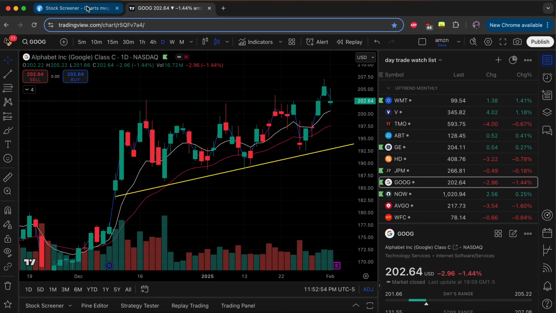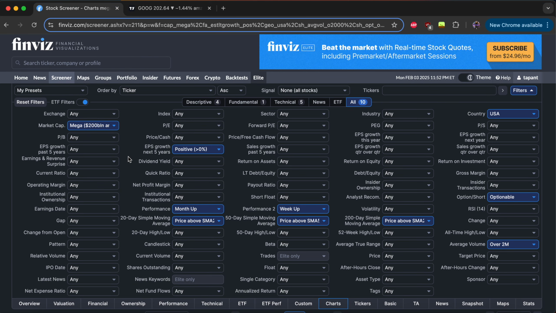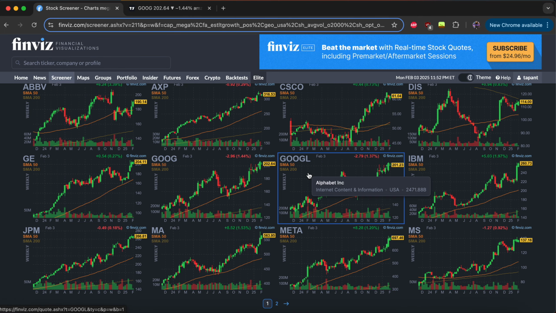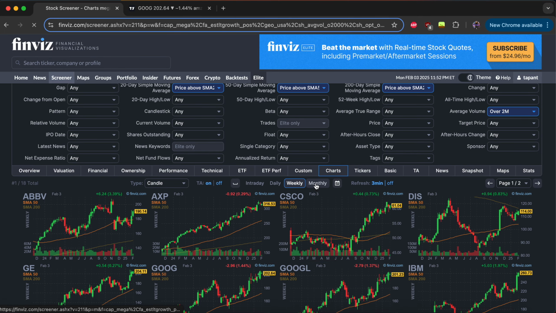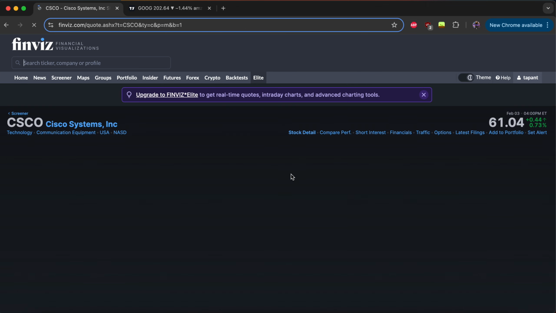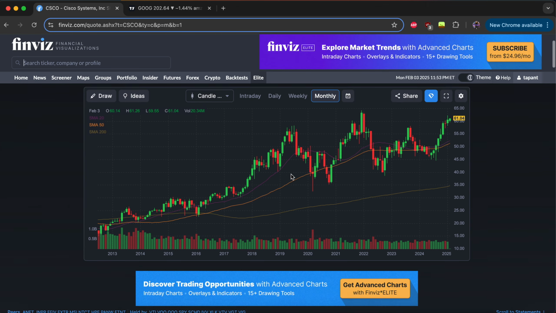So that's how I use Finviz as my stock screener. Find these nice, beautiful setups. Find these nice trades. You can even look at the monthly chart and stuff like that. I mean, I don't know if people do that. Sorry, this website's super laggy for me.